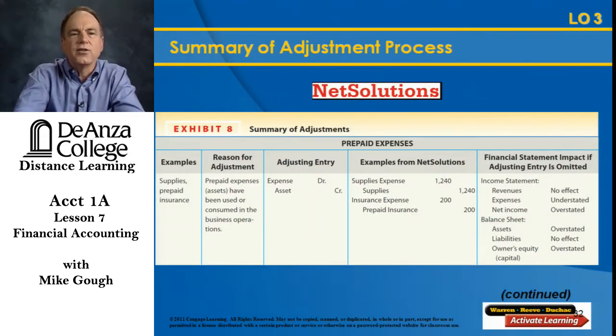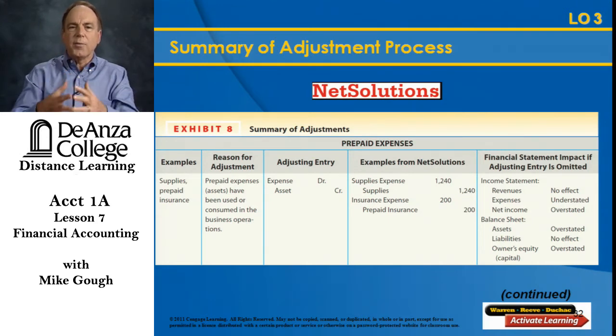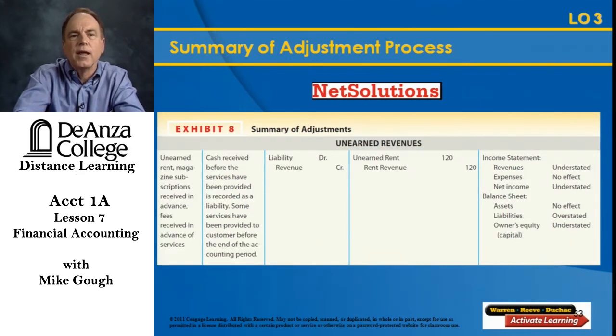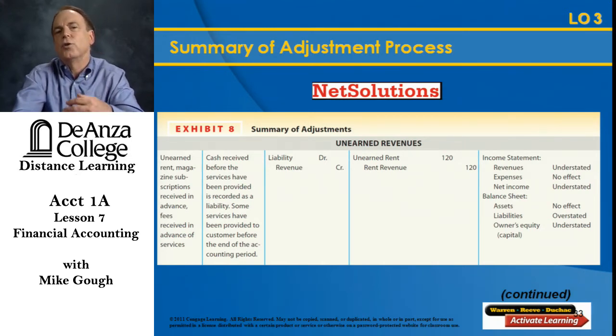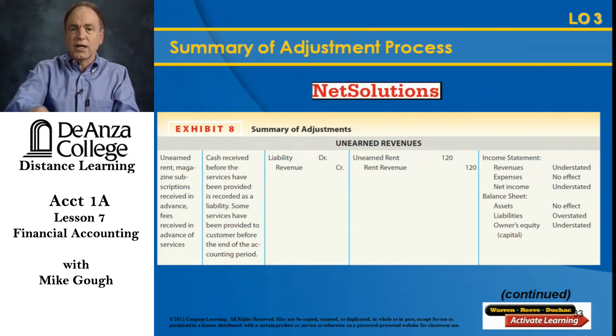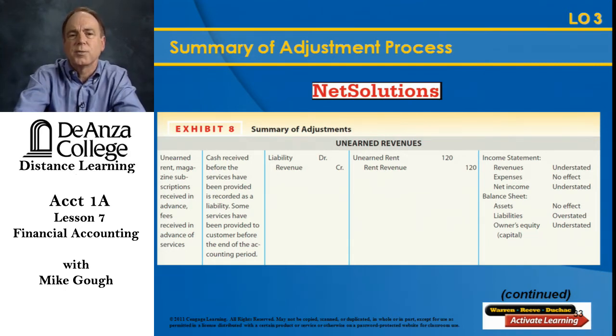The idea is that supplies and prepaid insurance get adjusted so we can update them. Typically we debit the expense and credit the asset. Okay, so we had supply expense and insurance expense, and that affects both the income statement and the balance sheet. Then we have unearned revenues. That's a liability, and so there typically we debit unearned rent, credit rent revenue, or debit unearned fees and credit earned fees. This affects both the income statement and the balance sheet, from a profitability and from an asset and liability perspective.